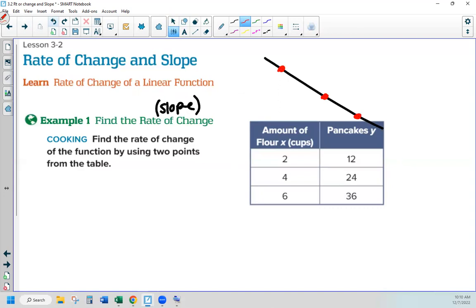Mr. Z, which 2 points do I choose? It doesn't matter. They lie on the same line. This line has a slope. All these points will take you to that same slope. For that reason, we're about to find the slope of this line 3 different times. The first time we're going to find the slope of this line is by using the points.